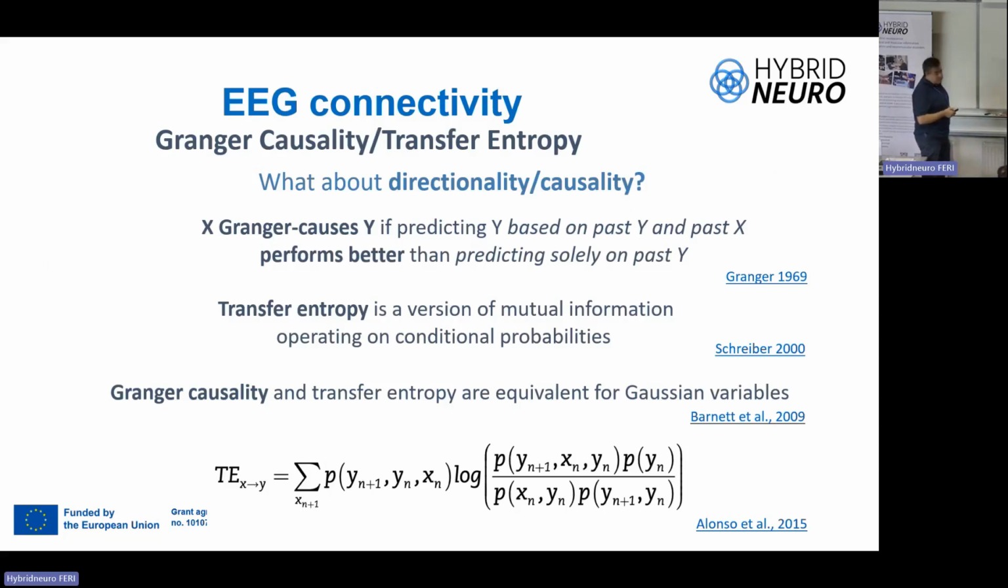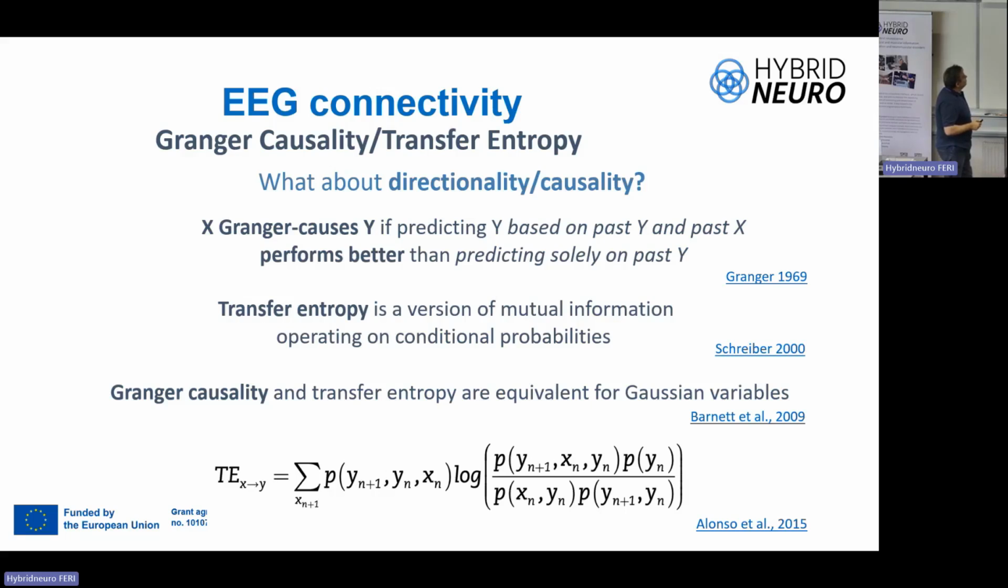Okay. And finally, another technique is the Granger causality. The Granger causality is how we can predict one signal based on the past of the same signal, so the recursive information, but also with the other one. So how the other one contributes to predict the signal. If the contribution is higher, the connectivity is higher. Okay. Transfer entropy is a version of this Granger causality. We use this, the transfer entropy.